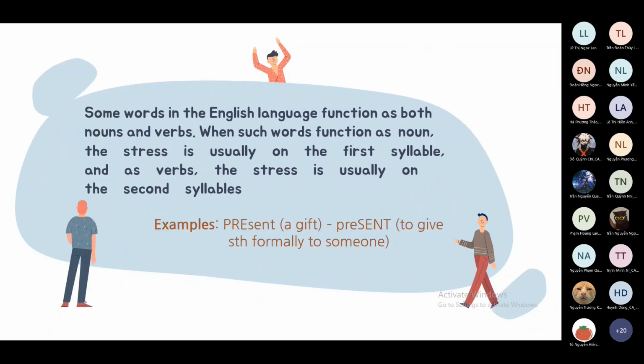And some words in the English language function as both nouns and verbs. When such words function as nouns, the stress is usually on the first syllable, and as verbs, the stress is usually on the second syllable. You can see an example here. The word present and present, they have the same spelling, but as a noun, present is a gift and present as a verb is to give something formally to someone.